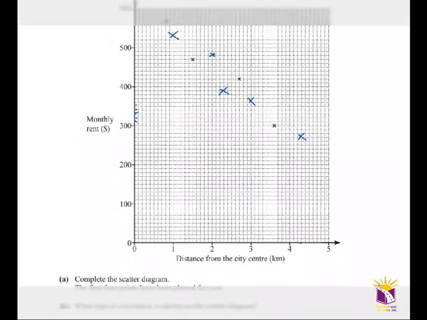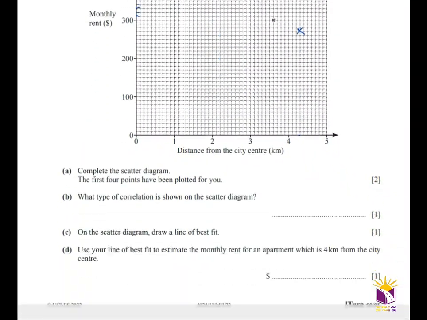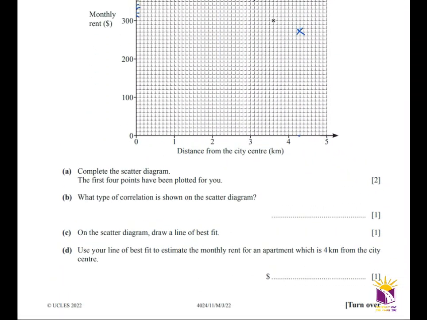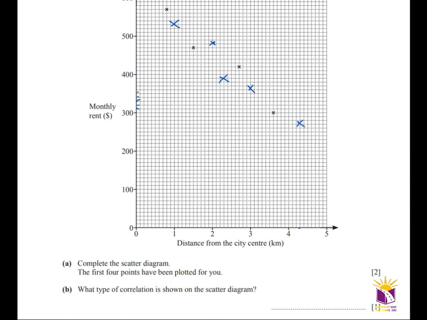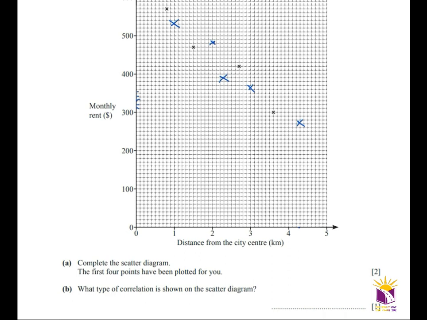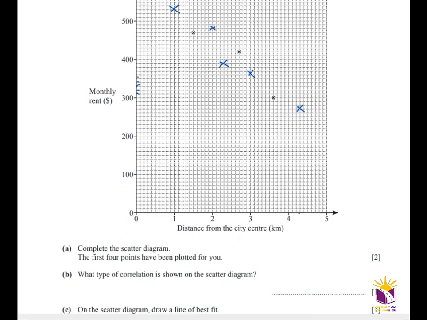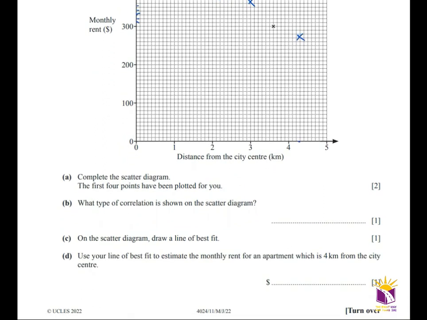Now, after that, what type of correlation is shown in this diagram? It is negative correlation. As the distance increases, the rent decreases. So it will be negative correlation.